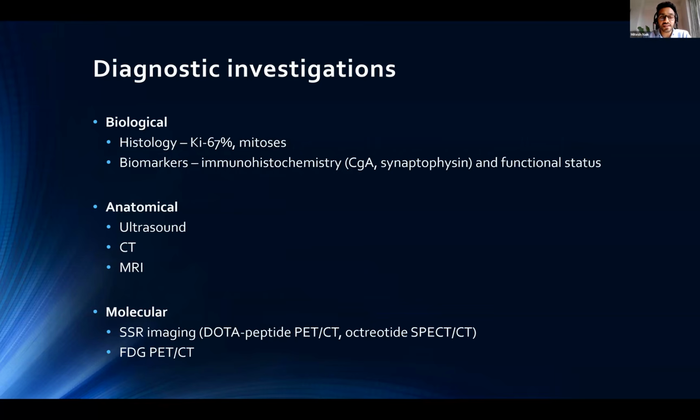So in terms of diagnostic investigations, of course, we have our biological workup, including histology, if a site is appropriate and has been sampled, in addition to biomarkers with strengths and weaknesses inherently as well, as described by Dr. Wernig. We have anatomical tests, including ultrasound, CT, and MRI, and then really molecular imaging has transformed the way in which we diagnose and we stage neuroendocrine tumors. And it's also enabled us to learn a lot more about the biological behavior of these tumors.